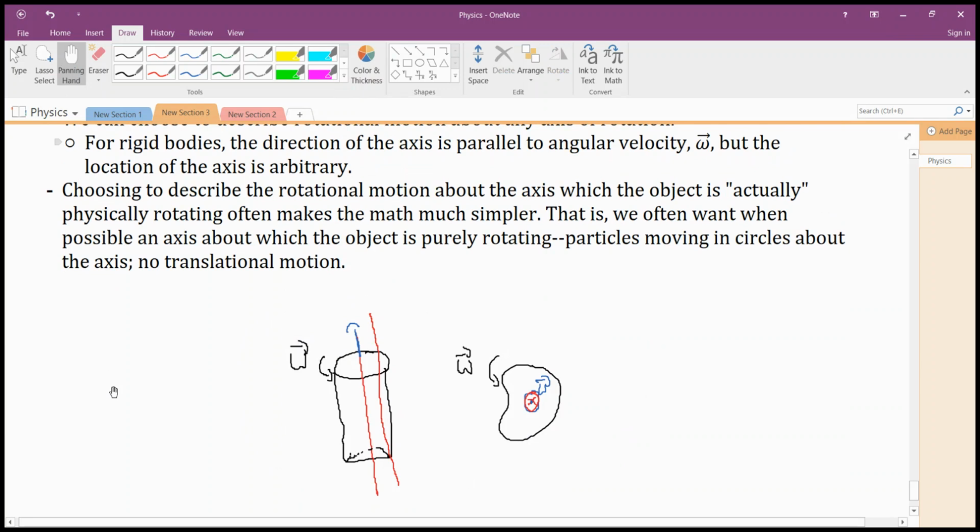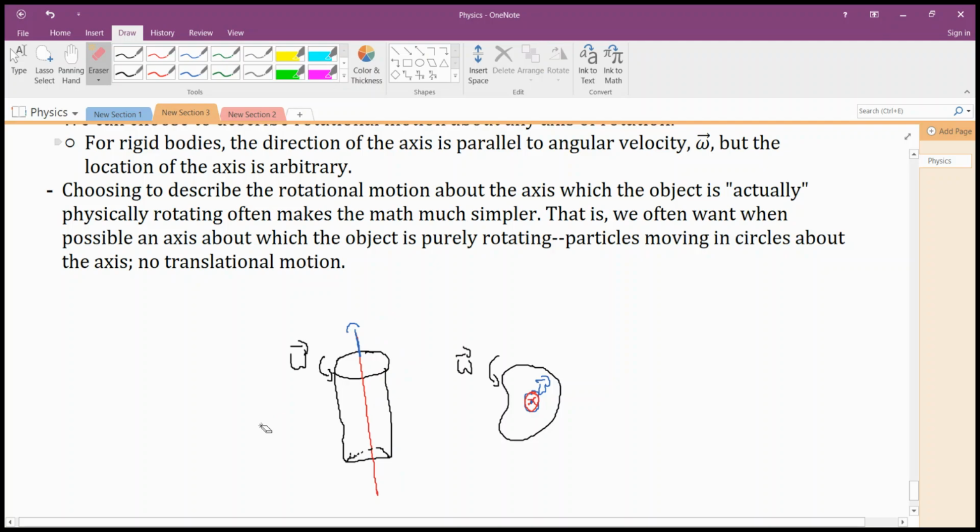However, although the rotational motion can be described about any axis, it introduces many complications. What you want to do is choose the rotation axis about which the object is actually physically rotating, and that will make the math simple. So we're actually physically rotating about this axis, goodbye to that axis. We'll describe the rotational motion as being motion about this axis.